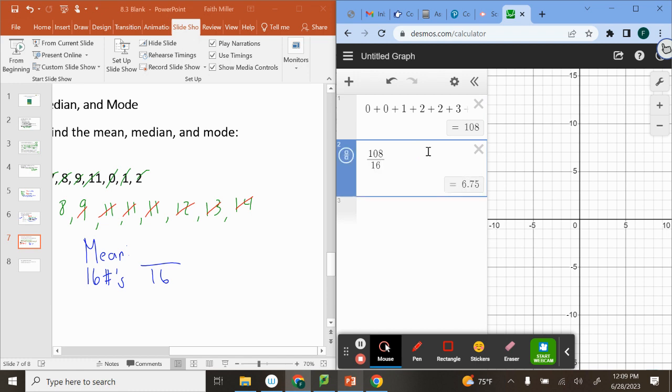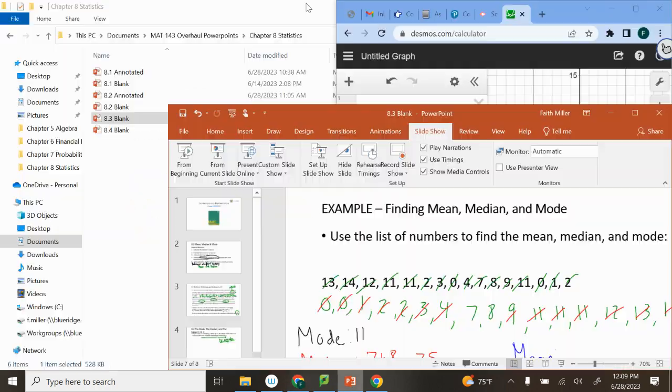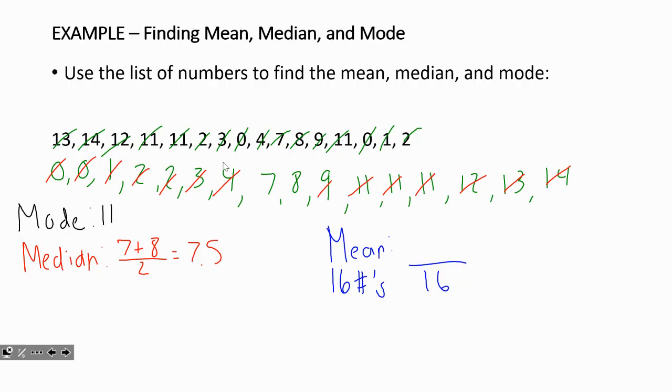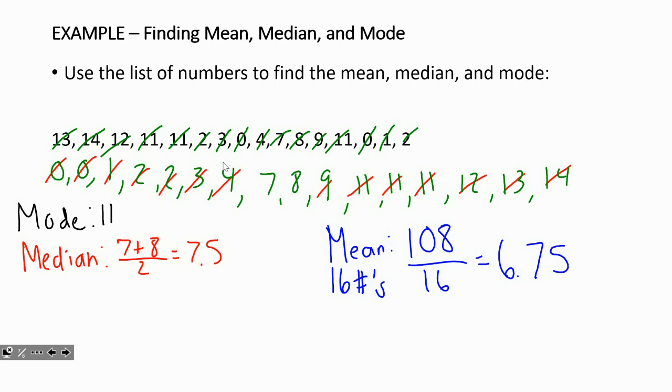We do 108 divided by 16. And so our mean is 6.75. Again, like we talked about from the jump, mean is going to be your best measure of central tendency here because we don't have any outliers.